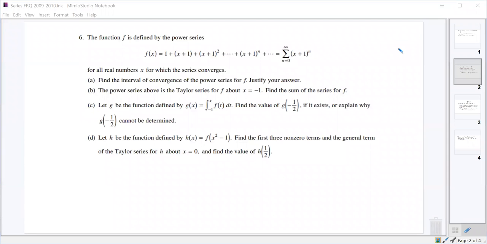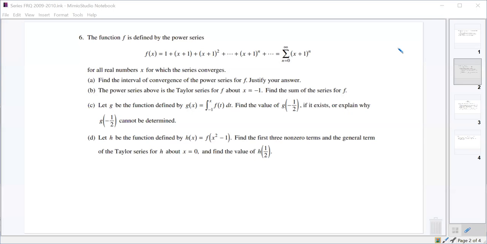As I was saying, this is the 2009 Form B free response. The types of series questions that you see don't really change. Even though it was 12 years ago, this question could have been on this year's test. So the first thing it's asking us is, it gives us this power series for (x plus 1) to the n. It says find the interval of convergence for the power series.